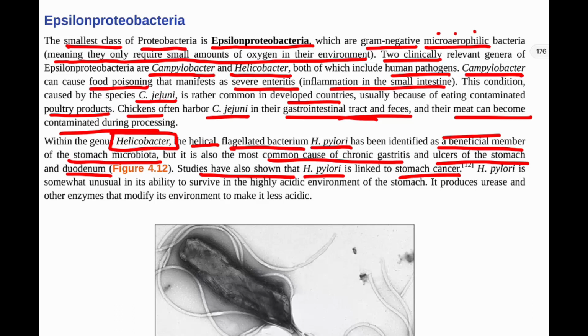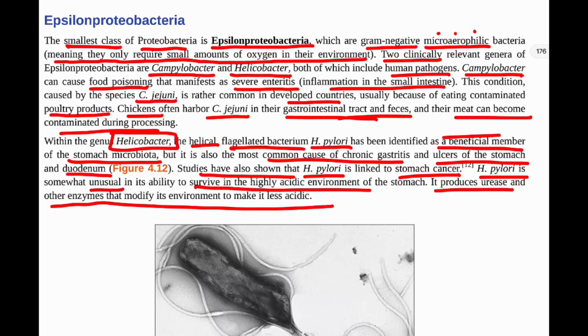So it's a little bit, I'm forgetting the word right now, but it can live in extreme environments. An extremophile, that was the word I was looking for. It's a bit of an extremophile because it can live in this highly acidic environment. It produces urease and other enzymes that modify its environment to make it less acidic. So it can live in this acidic environment, and then it just produces these things to make the area around it a little bit less acidic.